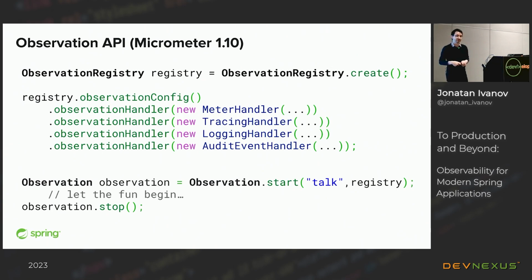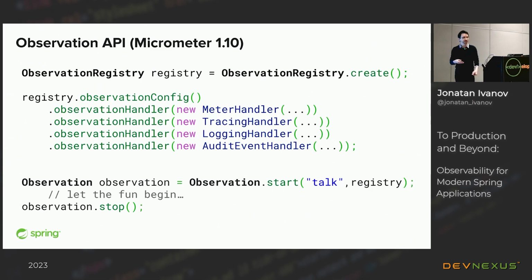So the meter handler and the tracing handler are things that exist as of today in Micrometer. We are giving you a class called default meter handler and another one called default tracing handler. And Spring Boot 3 will auto-configure this for you. So that means that you will get this observation registry which holds the configuration with all of the handlers. And once you start and stop an observation, you will get metrics and you will get tracing out of the box. Without doing anything, just putting these projects onto your classpath.